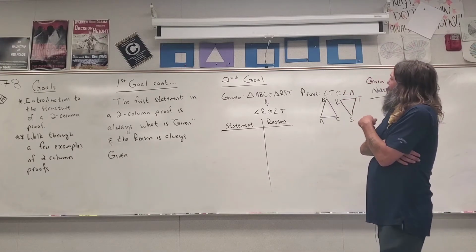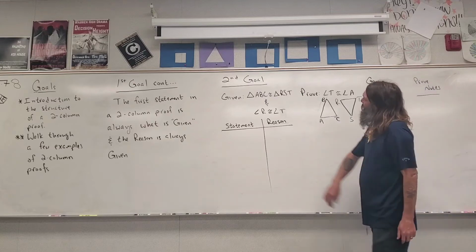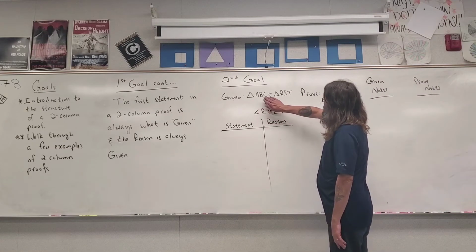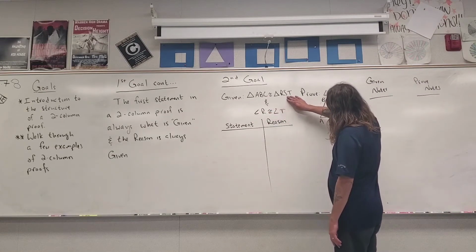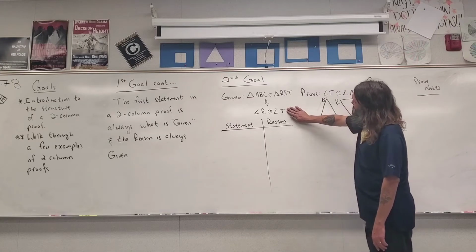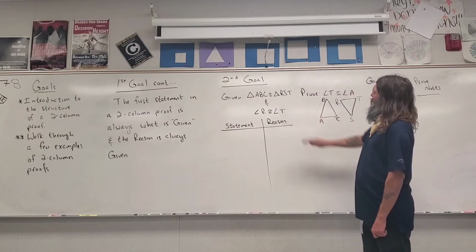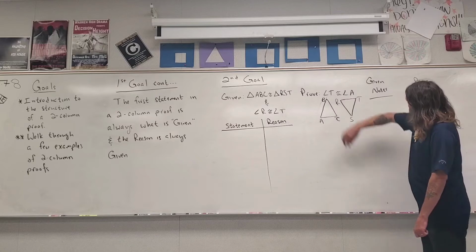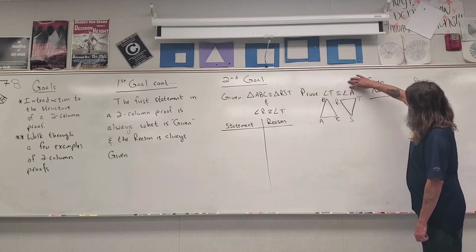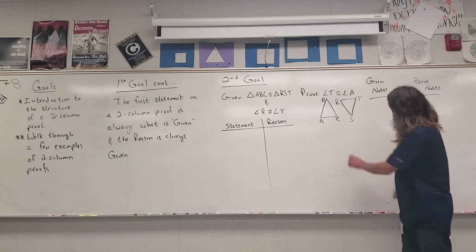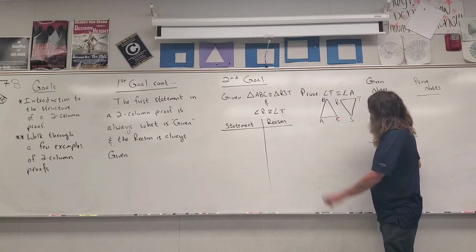from there. All right, so we're given here that triangle ABC is congruent to triangle RST, and that angle R is congruent to angle T. I would like to prove that angle T is congruent to angle A, and I have a picture of my two triangles which are congruent.